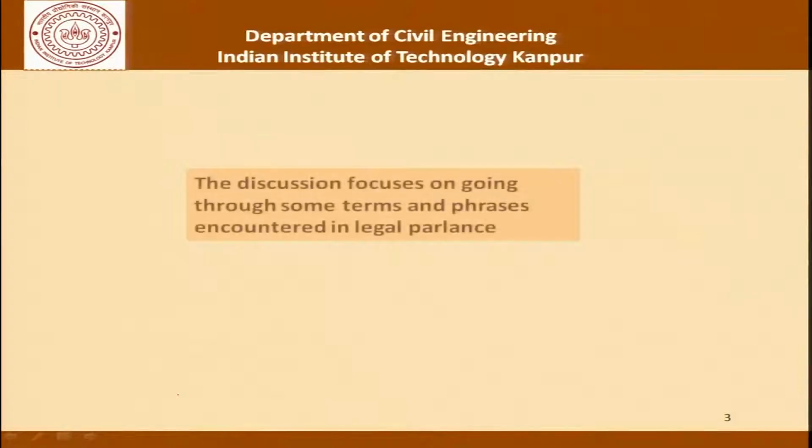And what we will try to do is to go through some terms and phrases which are often encountered in legal parlance. And as I pointed out in another lecture, the legal parlance is slightly different from normal language. There are some very special terms which are used in very special contexts with a very special meaning attached there. So it's interesting to go through some of those words and understand the physical meaning of those terms as far as construction projects and construction management is concerned.